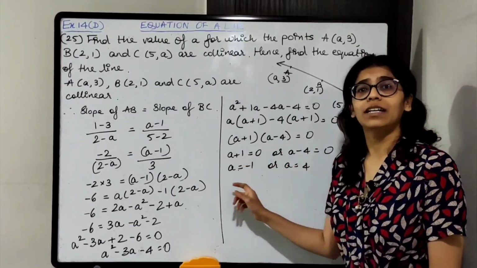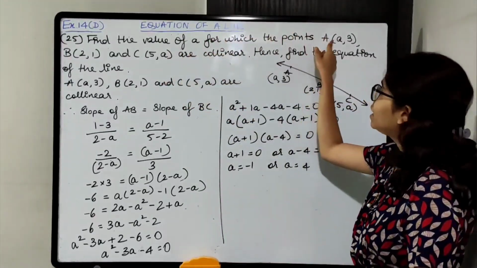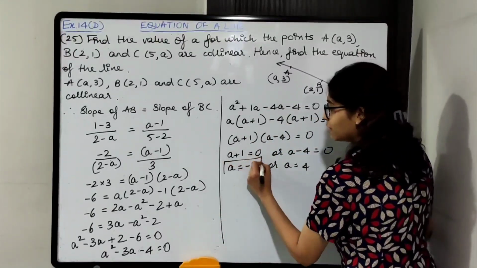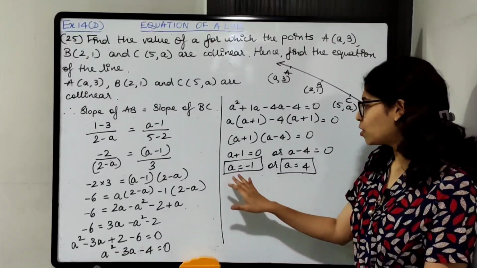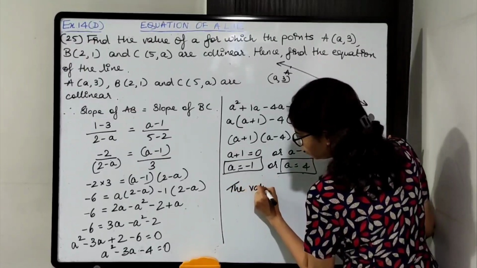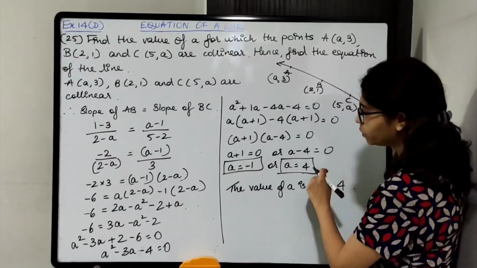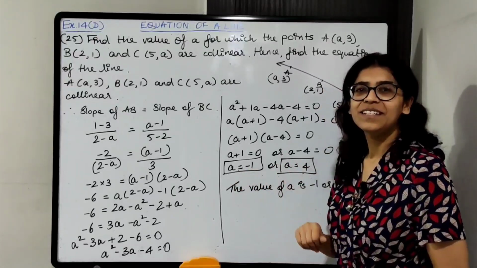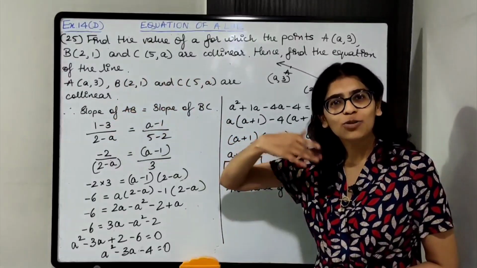A can hold both the values because a is a coordinate over here, right? a is a coordinate here, so it can be negative, positive, or even a fraction. So both the values are possible. Box the values and write down: the value of a is minus 1 or 4. Either one is a possibility. Now since there are two possibilities, we have to find the equation. So for the equation also there will be two possibilities.